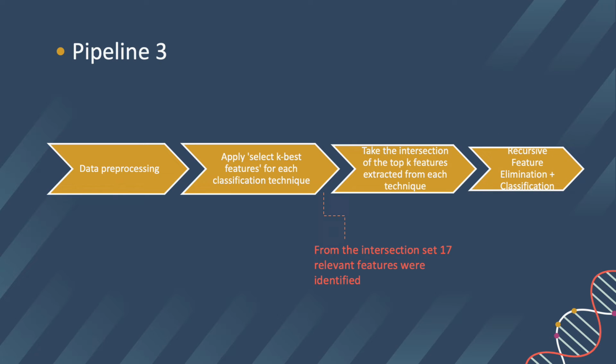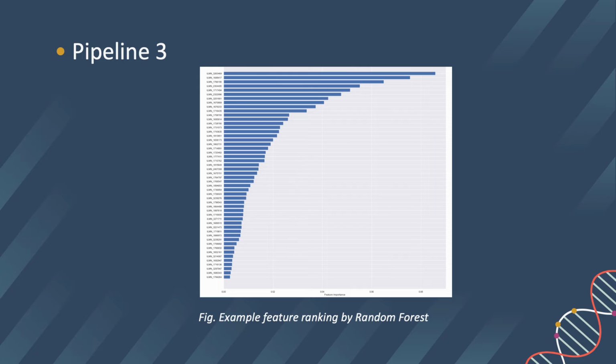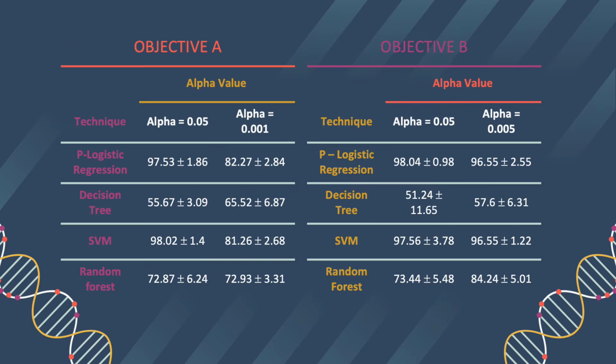Pipeline 3 uses a method called selecting by k-best features as its filtration technique. This technique can be tailor-made to each of the classification techniques used in the next step. Then an intersection of genes has been taken. This technique is effective because it allows a relevant ranking of the features with the classification technique. Pipeline 1 produces the best results, and it can be summarized as shown in this slide.